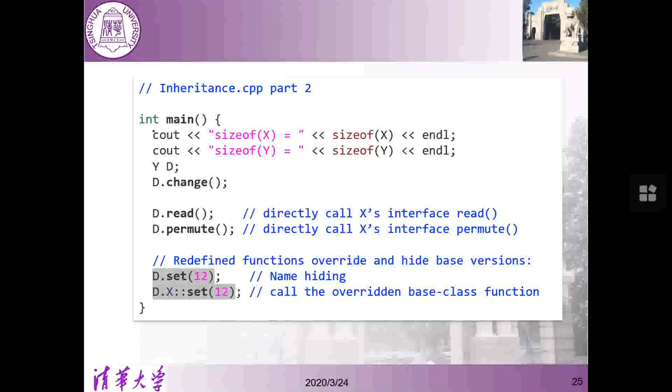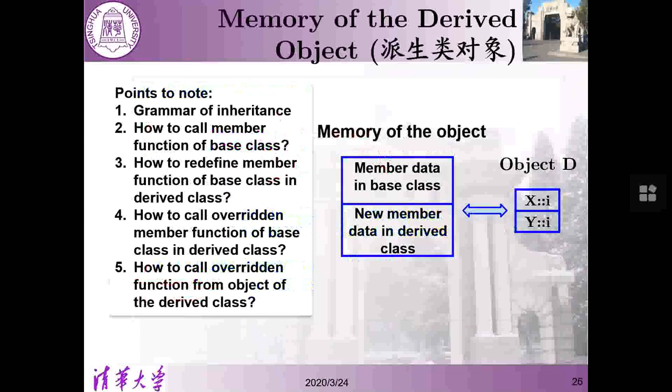Then from the testing, we can see that the size of X and the size of Y are different. I think this should be 4 bytes and this should be 8 bytes, because there's one I here and there are two I's, right? We just mentioned that there are two I's. One is Xi, another one is Yi. So the size is larger. And then these are the grammars. If we call this function like this, then we call the derived version. And if we want to call the base version, this is the way.